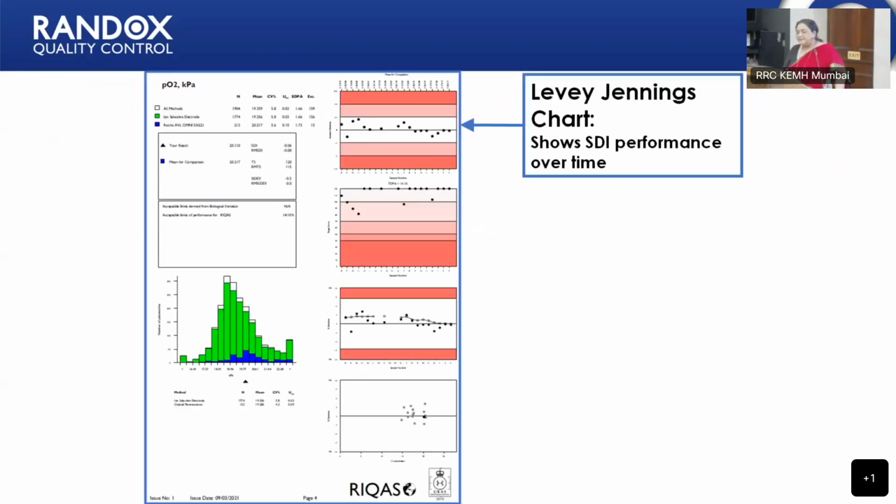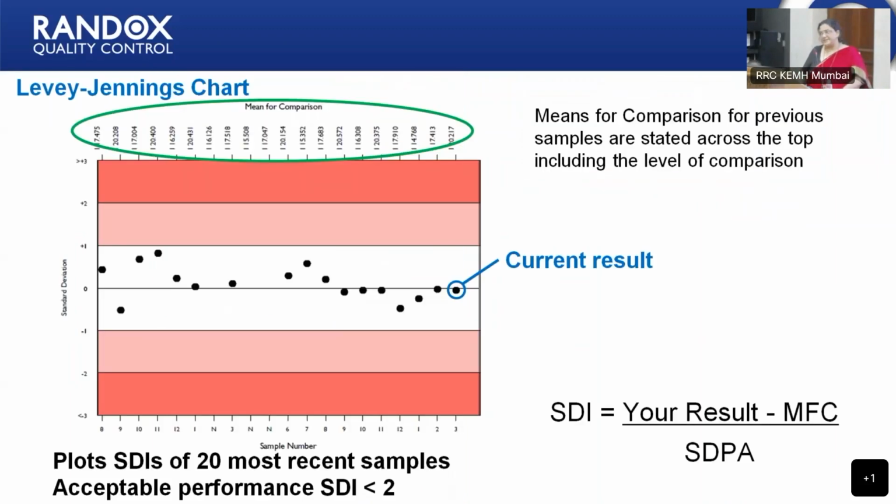So there are 4 different graphs that are provided for each parameter. The first graph is the SDI performance graph, which is also known as the edge graph. This graph appears similar to what we see in our IQC.